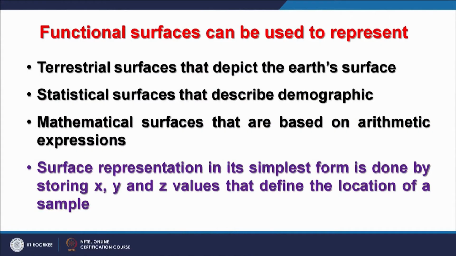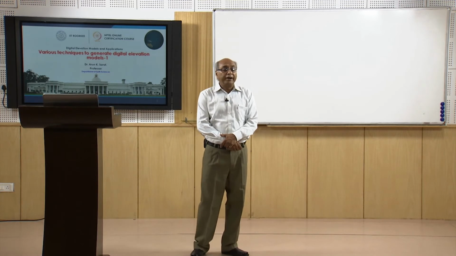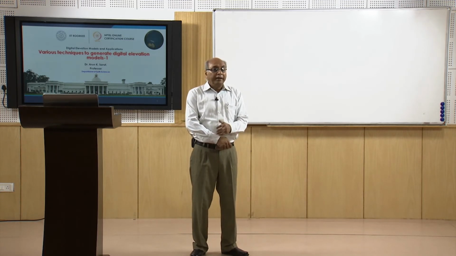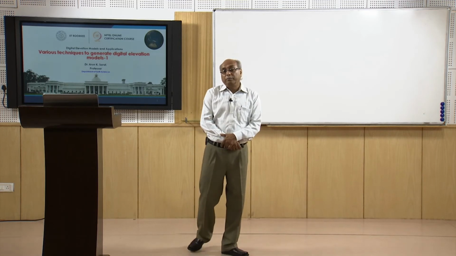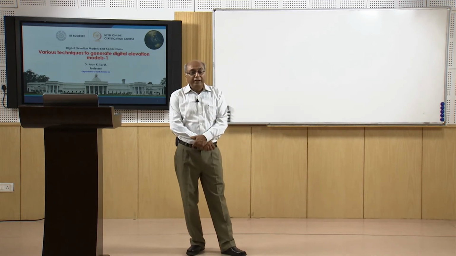The surface representation in its simplest form is done by storing x, y, z values that define the location of a sample, and this is a typical digital elevation model. A contour line representing elevation is a line drawn on a map that connects points of equal elevation above a datum, usually mean sea level. So, this is what we get through topographic maps, where contour lines represent the iso-heights, and these points can be used to create surfaces. So, from discrete we get continuous data.